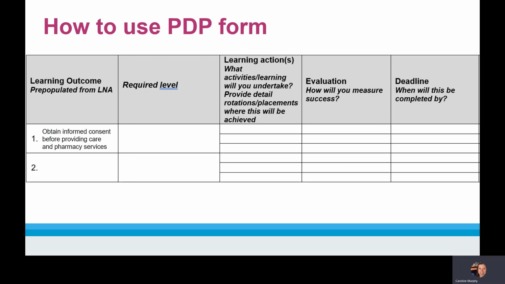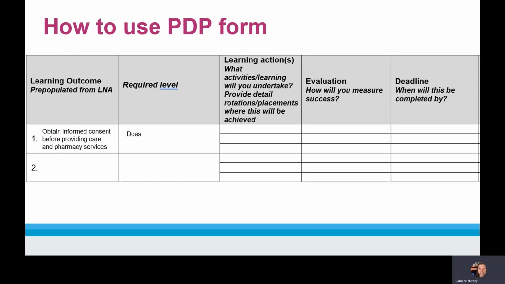Please note that the learning needs analysis and personal development plan may look slightly different on the e-portfolio, but will still be required to be completed in the same way and require the same information. The required level for this outcome is does. Now the trainee needs to decide on the actions they must complete to address this learning need. This requires them to come up with some SMART objectives.